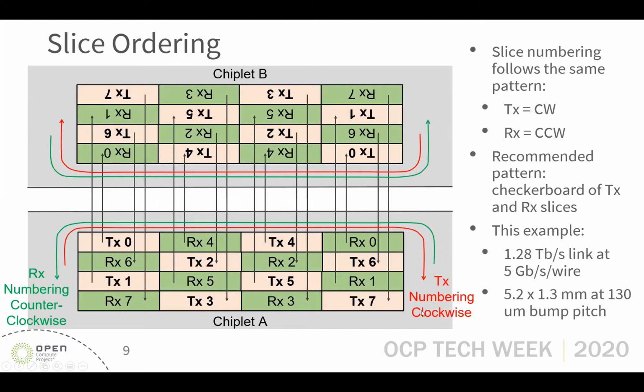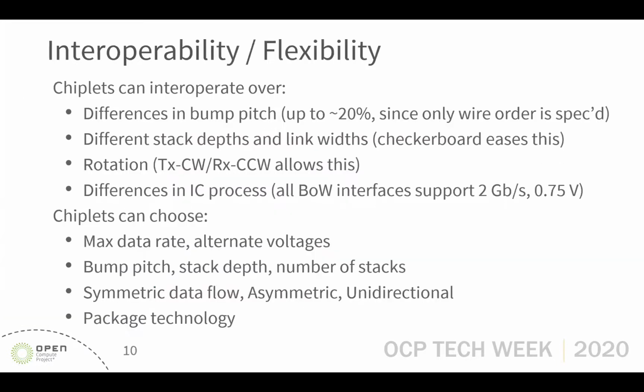This 4x4 array, if we are using 130 micron bump pitch, which is sort of a common bump pitch in organic laminate, will end up being 5 millimeters by 1.3 millimeters, and it carries 1.3 terabits, just in the Bow Basic.